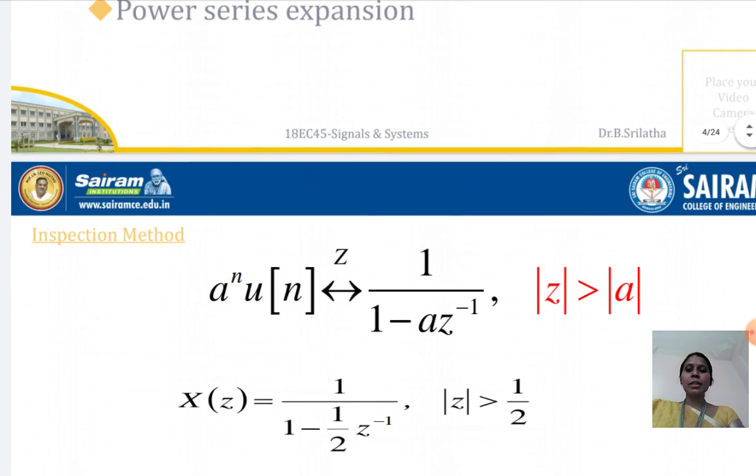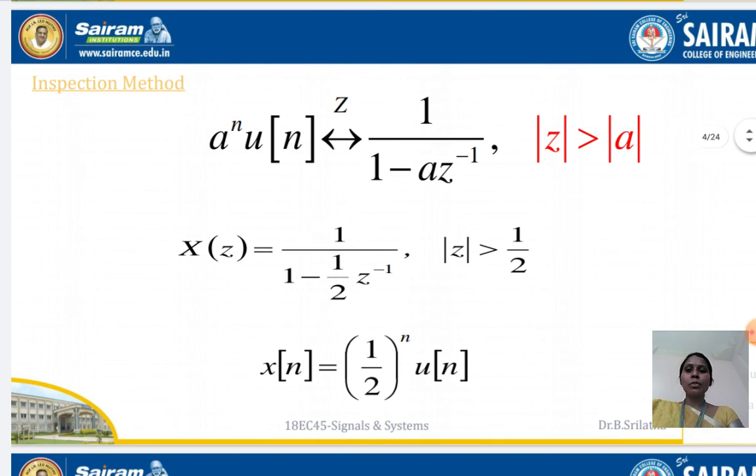The inspection method is very simple. We know a power n u of n is x of n, and its Z transform is 1 by 1 minus a into z power minus 1, where mod of z is greater than mod a. This is the Z transform of this signal. Now for example, I want to find the inverse Z transform of the given signal X of z equal to 1 by 1 minus 1 by 2 z power minus 1.